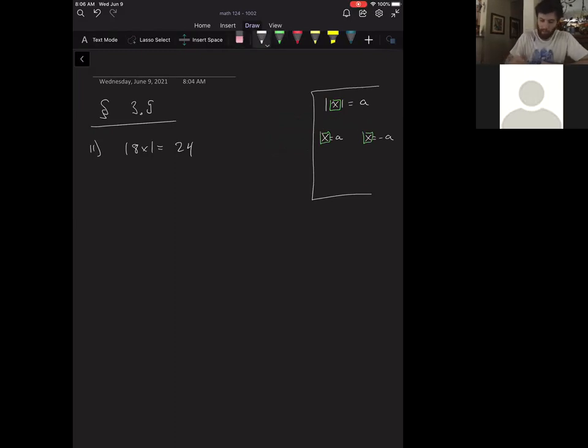So if we take that idea and put it over to number 11, what we have is 8x is going to be equal to 24, and 8x is going to be equal to minus 24. So you see that green box is just this 8x now. So 8x is going to be 24, and it also has to be minus 24. So if we solve that, on the left-hand side, divide the 8 over, we get x is equal to 3. Divide the 8 over on the right, we get x is equal to minus 3. So we get two answers.